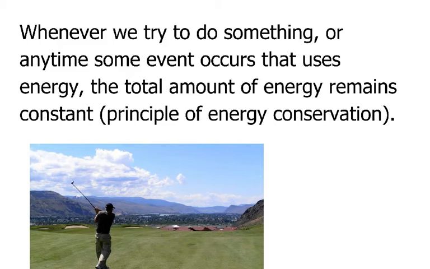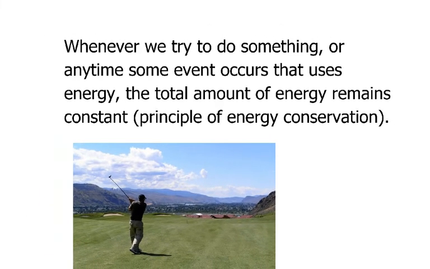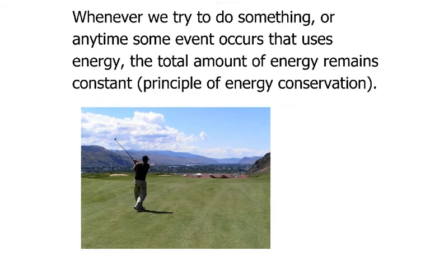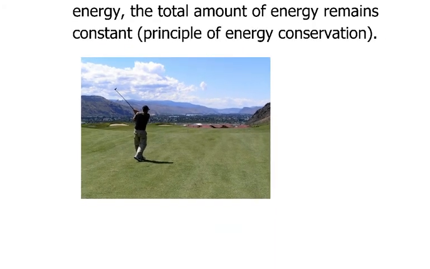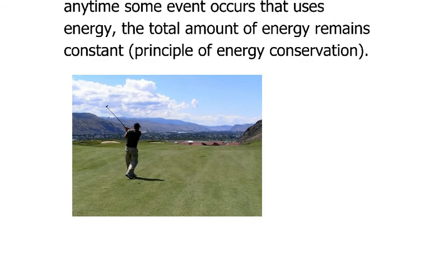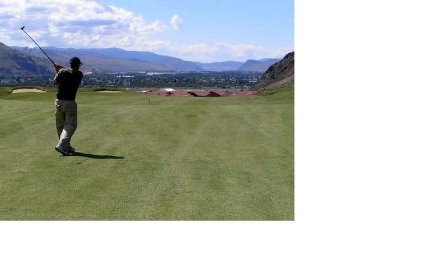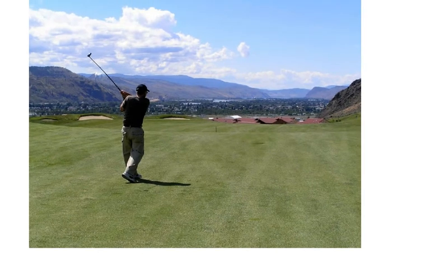All right. So whenever we try to do something, or anytime an event occurs that uses energy, the total amount of energy remains constant. That's the principle of conservation of energy, which we were just talking about. But it's changed into different forms, and not all of it is useful. So anytime you swing a golf club, for example, this guy starts with the club back over his shoulder. This is the end of his swing.